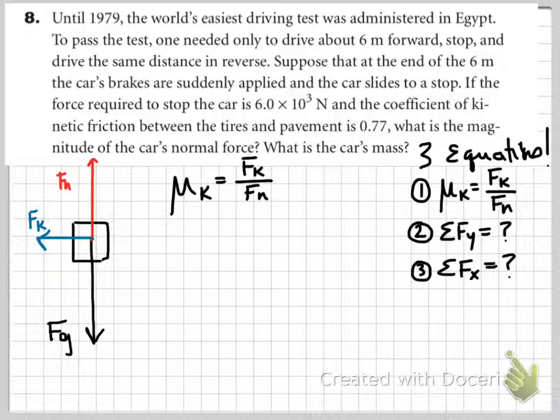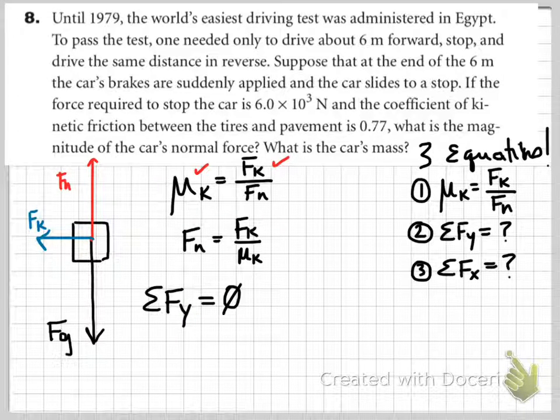So, mu k is equal to Fk over Fn, and we're given mu k, and we're given Fk. Well, that should make it pretty easy to solve for Fn, which we can do by rearranging the equation.